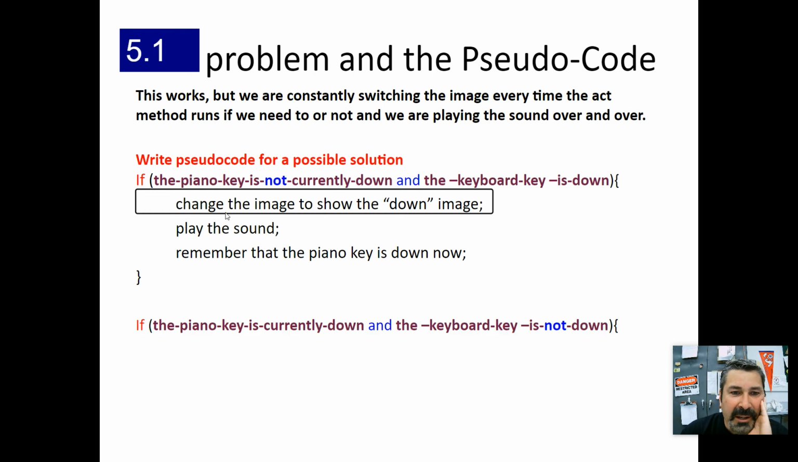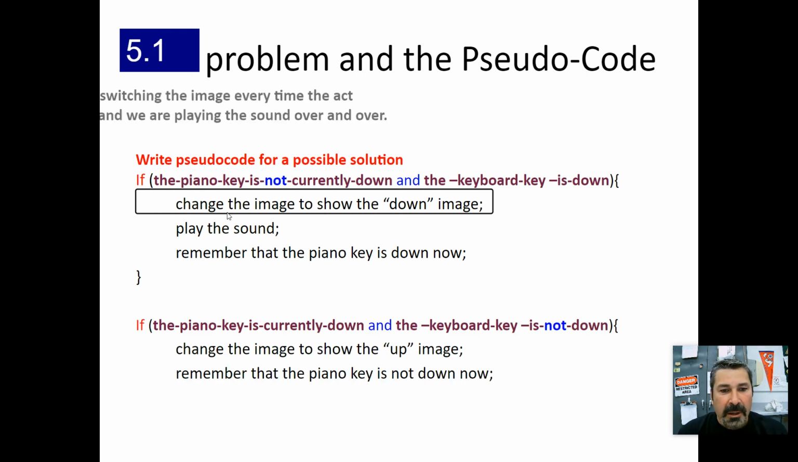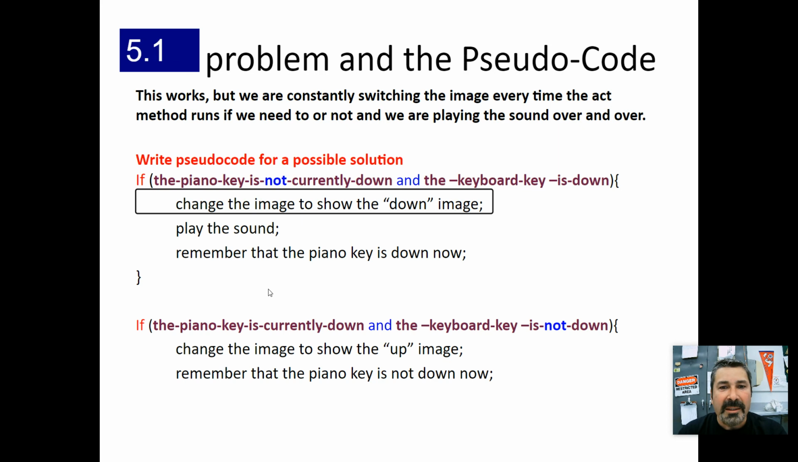If you didn't get anything intelligent, then you can copy this into your pseudocode. If the piano key is not currently down and the keyboard key G is down, change the image to show the down image, play the sound. Now here's a key part. Remember that the piano key is down now, right? So we'll keep it, now the key's down.